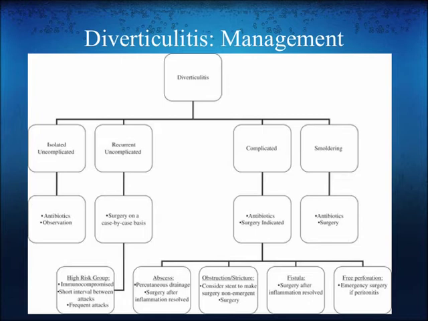The complicated disease often requires surgery. Those with abscesses can be drained by interventional radiology. Some diverticulitis causes a stricture or inflammatory narrowing of the colon, and that may require surgery, or in tertiary care centers, an endoscopic stent to open the colon up and allow for an elective surgery. And fistulous disease also requires surgery to repair the abnormal connection. And lastly, free perforation or peritonitis is a life-threatening event and requires emergency surgery.